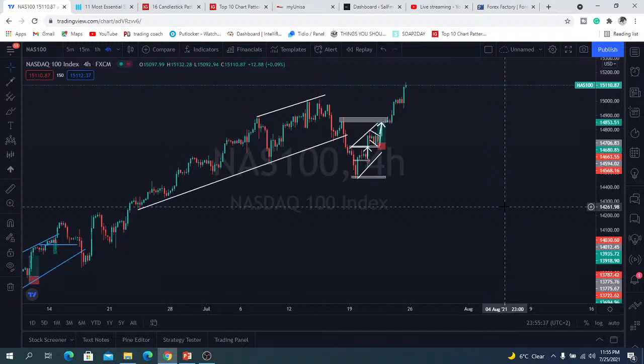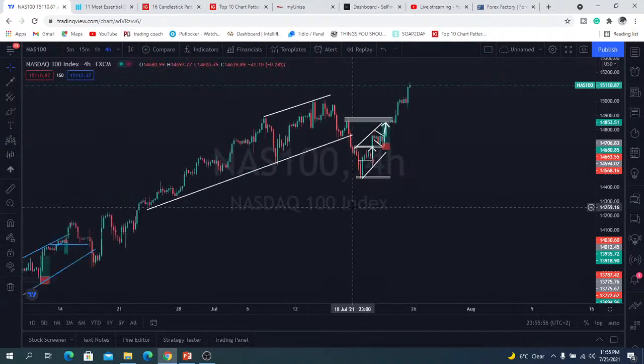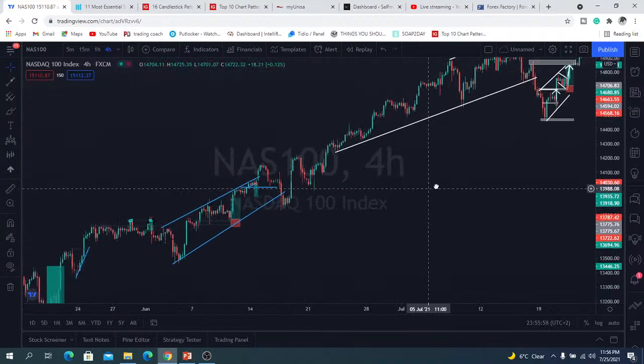Remember, Nasdaq is either US Tech, US 100, or NAS 100. They are moving the same, okay, it's everything. It's just the same thing.